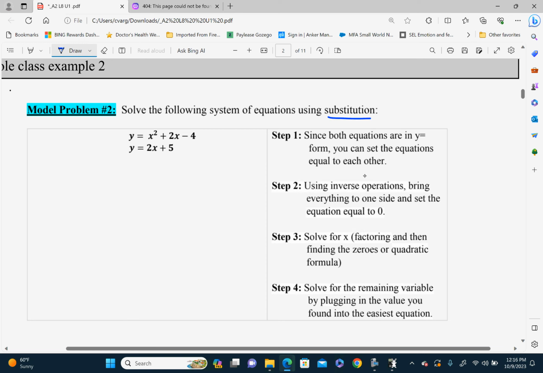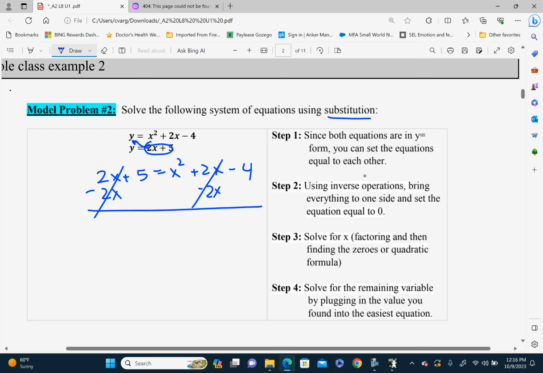Solve using substitution. So what does that mean, right? I'm going to take this y equals 2x plus 5, and wherever I see a y, I'm going to plug in 2x plus 5. So I have 2x plus 5 is equal to x squared plus 2x minus 4. We're going to bring everything over to one side like we've been doing. So minus 2x, minus 2x. This is beautiful because this cancels out. Minus 5, minus 5. This cancels out, so I'm left with x squared minus 9 equals 0.